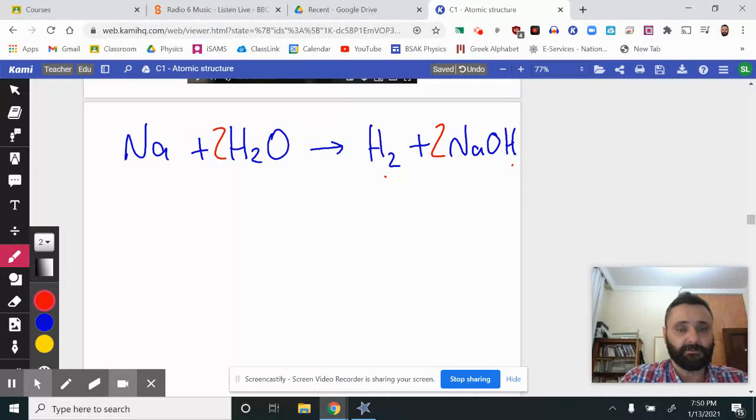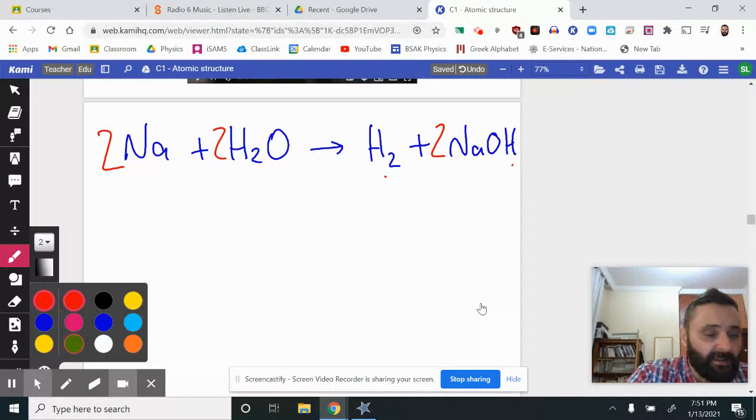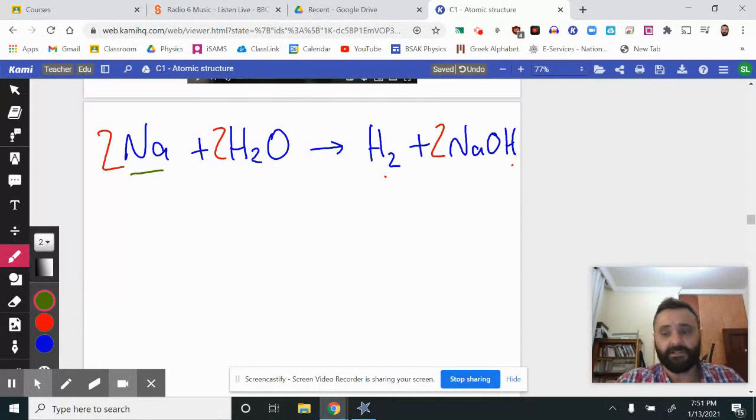Boom. Oxygens, 2 on the left, 2 on the right. Boom. Finally, sodiums, 2 on the right, 1 on the left. Easy peasy. Double that up. So yeah, if you have elements on their own, it's usually best to leave that to last. Have a tweak of the ones that are in compounds.